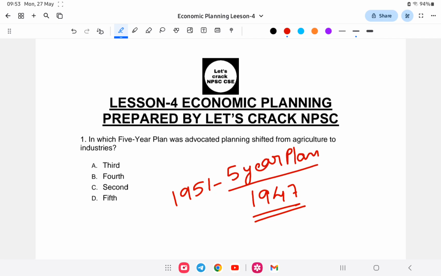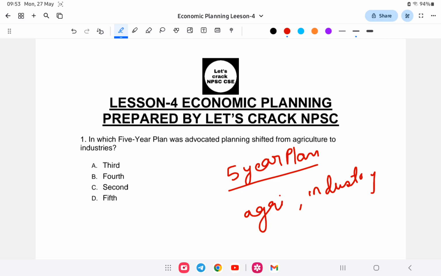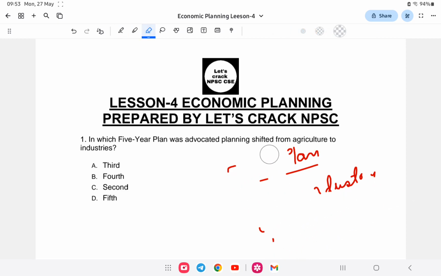5-year plan in the sense that it is economic planning for 5 years, with specific targets recommended. That means, for example, one plan focuses on agriculture, another on industry, another on poverty alleviation, that is poverty eradication. So these are some of the 5-year plans. We'll be studying this in MCQ format, so let us start with the class.